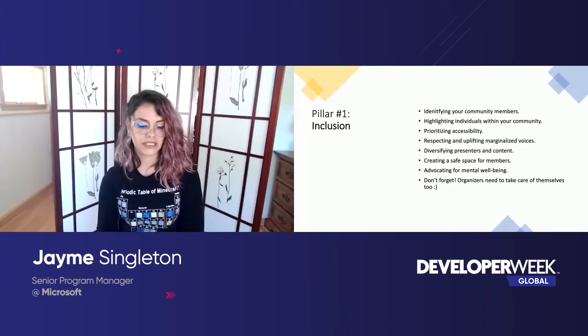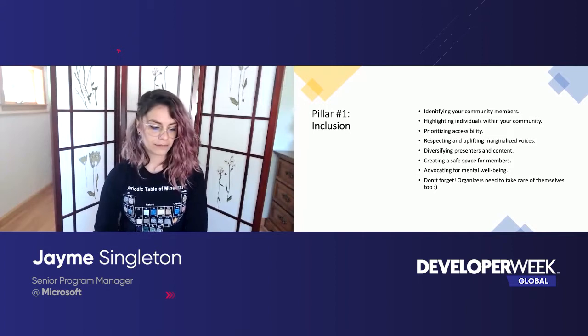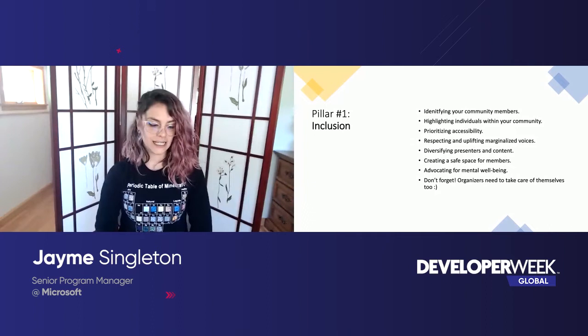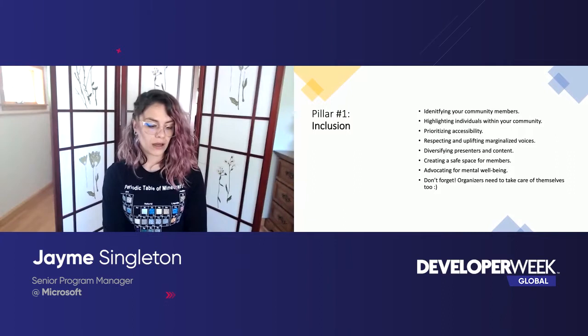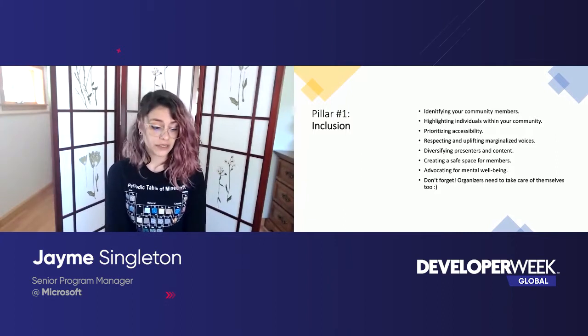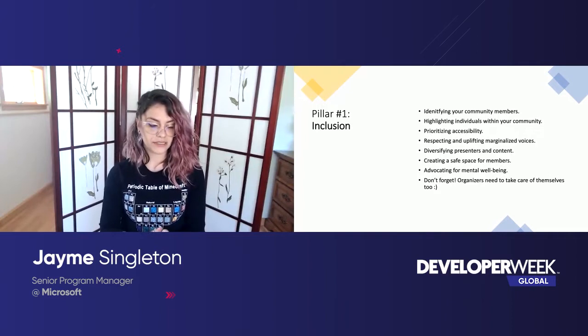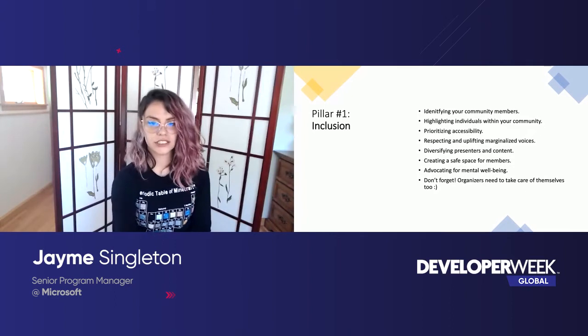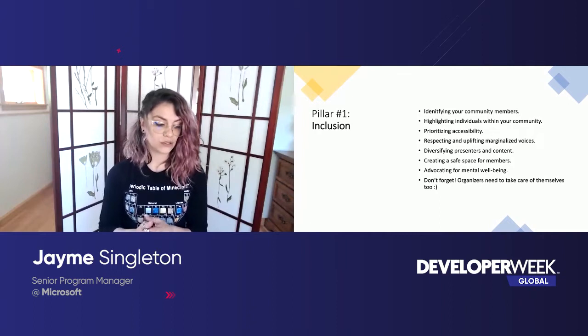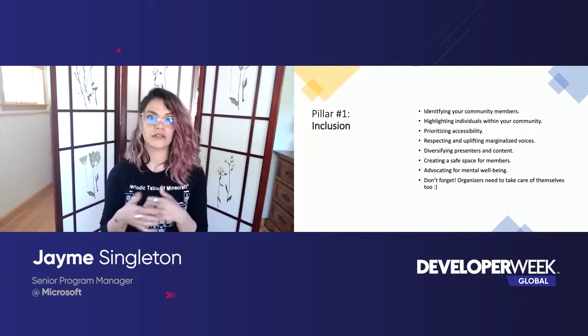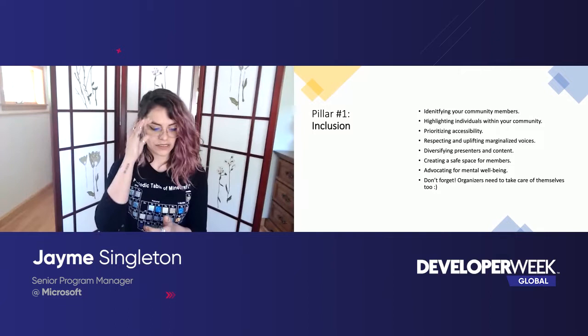Highlighting individuals within your community. Helping members believe that their involvement is important and valued will really, really go a long way. Prioritizing accessibility. Accessibility offers equal access to your members. It includes considering location, time zone, language, as well as ensuring content is ADA compliant and globally relevant rather than culturally prevalent and specific.